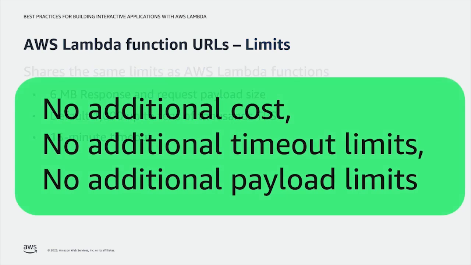So what that means is you can now access your Lambda function code with no additional cost, because function URLs has no additional cost associated with it. No additional timeout limits, because function URLs have a limit of 15 minutes, same as Lambda. So it doesn't add any limits there, and no additional payload limits, because that's also in line with Lambda. All this is because function URLs is part of the Lambda service itself. It's not a separate service with its own limits.